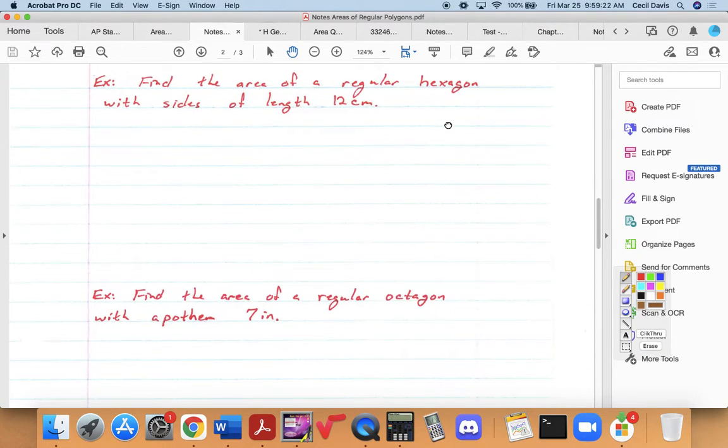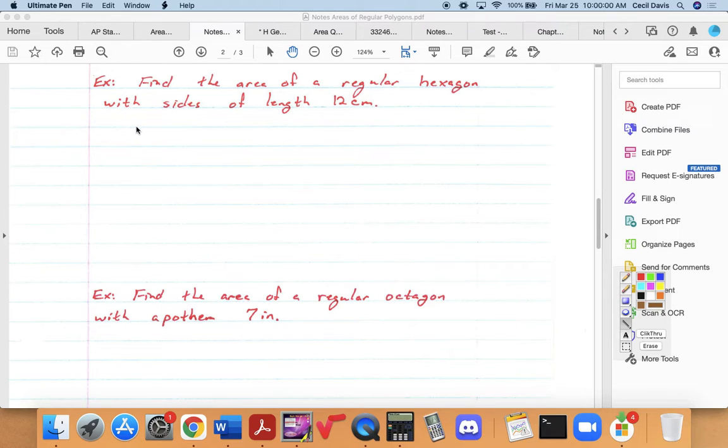So let's do some examples. For the first one, find the area of a regular hexagon with sides of length 12 centimeters. So we'll draw a hexagon. Typically, if it has 8 or fewer sides, I draw the whole thing. If it has like 12 sides, I don't draw the whole thing. I just draw the central angle in one of the sides. It just gets too hard. I don't know about you, but I can't draw an accurate nonagon at all, much less a dodecagon.